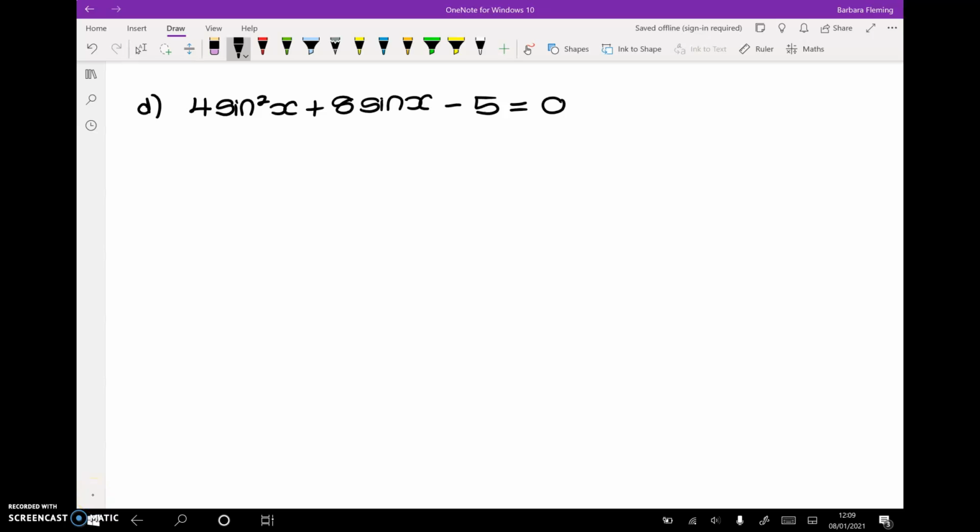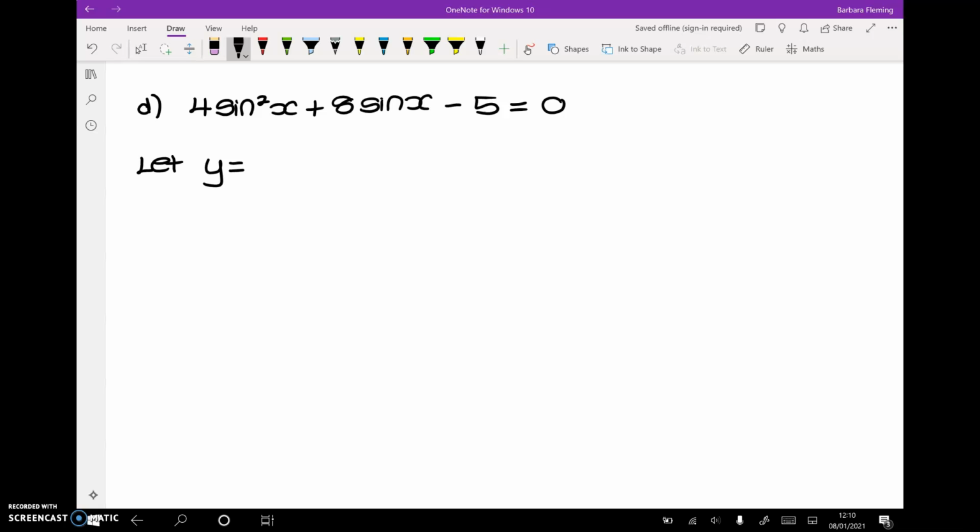In this video, we're going to look at exercise 6.3 from the higher textbook. So we're looking at solving quadratic trig equations. We're looking at question 1d. So 4 sine squared x plus 8 sine x take away 5 equals 0. So it's recognizing that we've got a squared sine x term, we've got a sine x term, and we've got a number term. So let's simplify the situation.